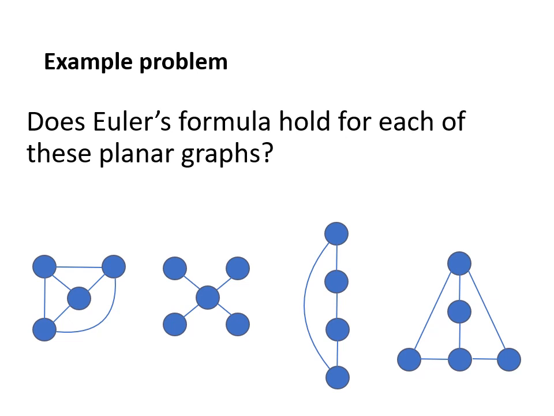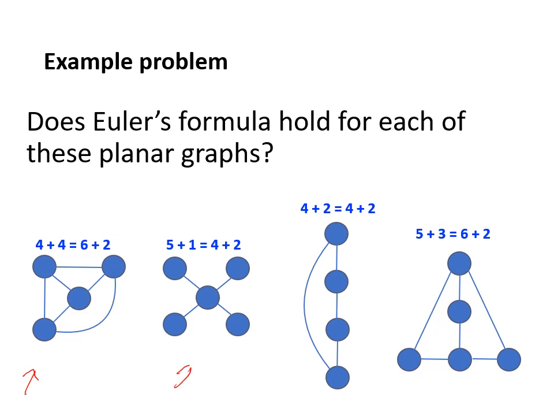Okay, so we can use Euler's formula to check whether it holds for each of these planar graphs. So let's see if it holds. And so you can do this for each of the examples. So on the graph on the left, this one, we have 4 vertices and we have 4 faces. And that's equal to the number of edges, which is 6, 1, 2, 3, 4, 5, 6, plus 2. So it holds.